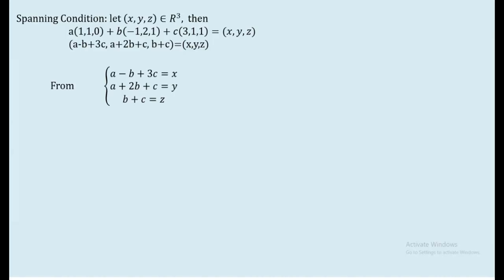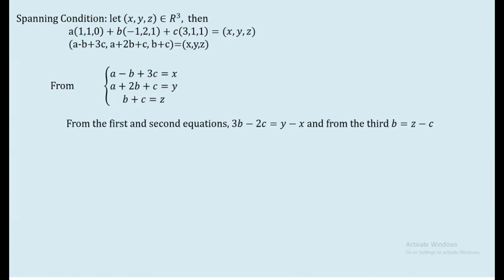So let's now try to solve for a, b, c. We are going to determine a, b, c in terms of x, y, z. Look, from this, 3b minus 2c equals y minus x can be obtained. How is this obtained? Just subtract the first two upward. a minus a is 0, 2b minus minus b is 3b, c minus 3c is minus 2c, then y minus x can come, you see?